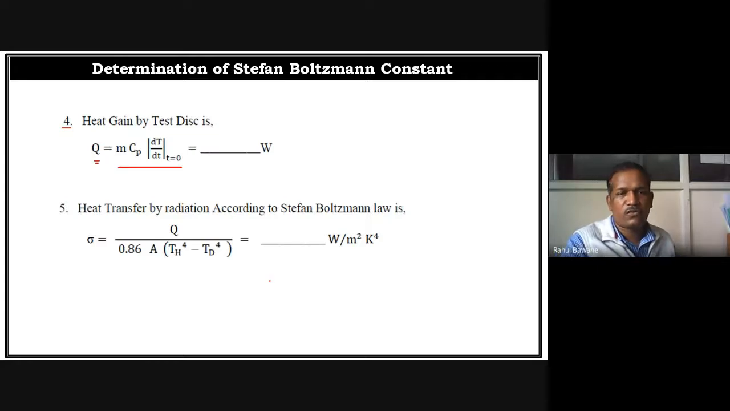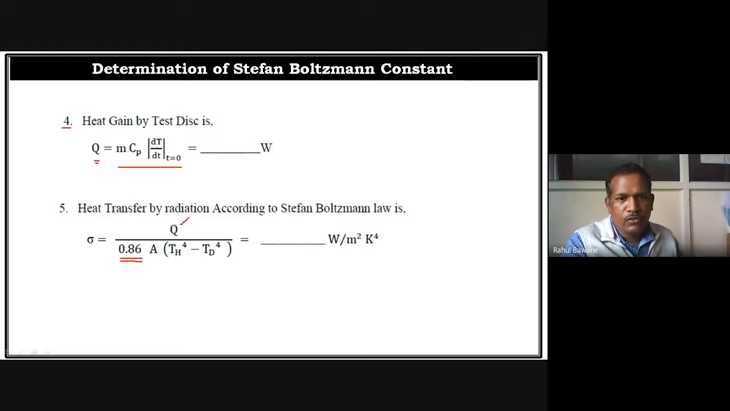Now the final formula to find the Stefan Boltzmann constant. The Stefan Boltzmann constant equals Q, that is total heat gain by test disk, divided by surface area multiplied by hemisphere temperature raised to the power 4 minus test disk temperature raised to the power 4. And 0.86 is an equipment correction factor. As this is non-standard equipment, in the manual they provided that 0.86 is the equipment correction factor, so we have to use this factor also.